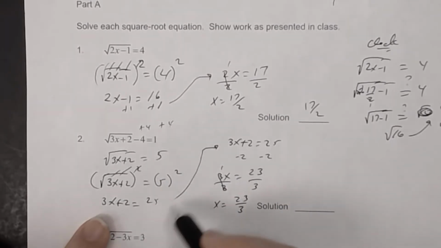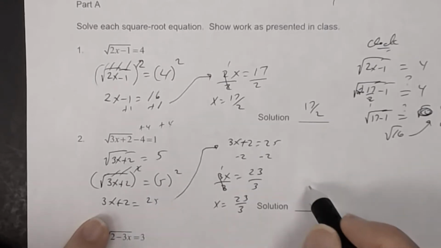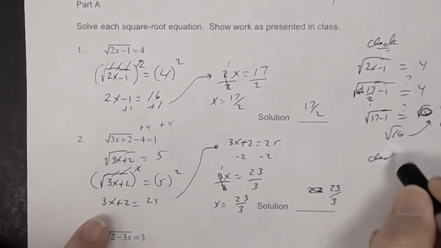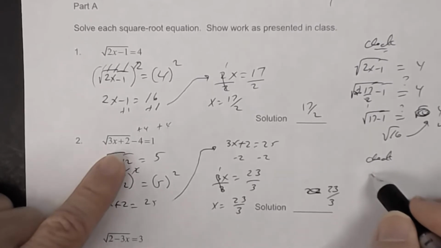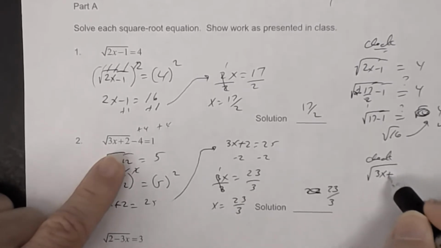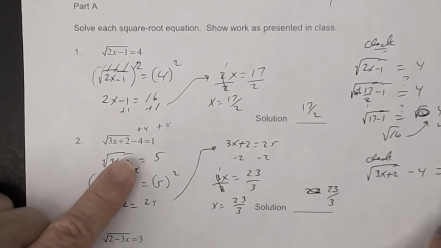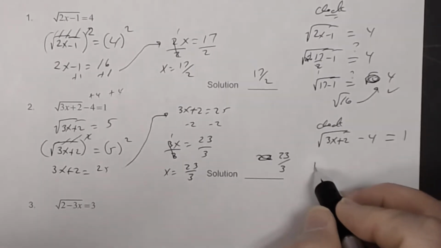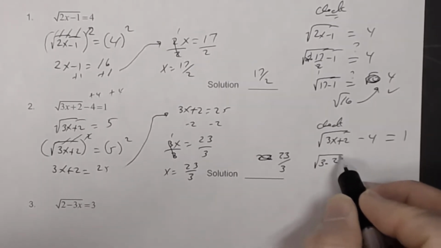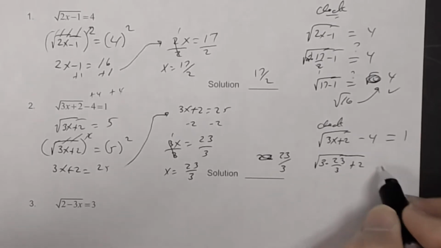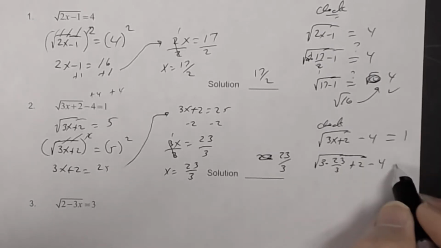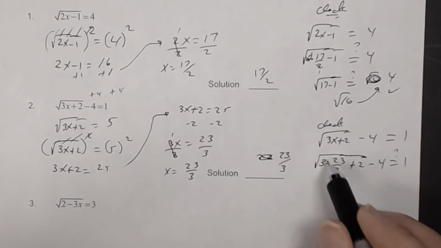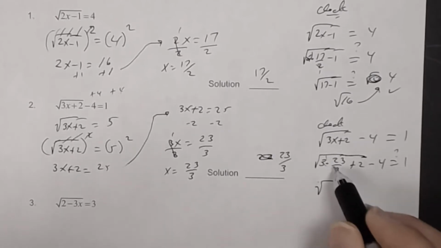All right, so if I did all this correctly, then 23 thirds should be the solution, right? So let's check. To check, you always go back to the original. Here is my original: the square root of 3x plus 2 minus 4 equals 1. Wherever I see the variable, I'm going to substitute 23 thirds. So I get the square root of 3 times 23 thirds plus 2 minus 4, and I want to see if that's going to equal 1. Notice that the 3's divide out, so you can reduce the 3's, and you're left with the square root of 23 plus 2.